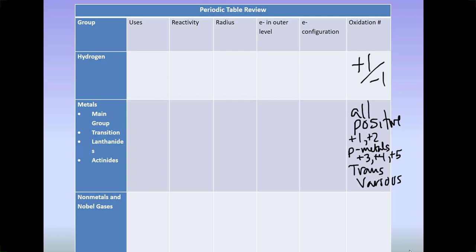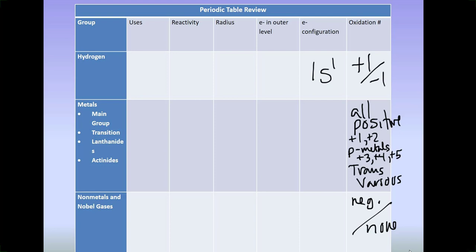Okay. Let's go ahead and just continue out this column with oxidation numbers. So your nonmetals, they have negative oxidation numbers. And your noble gases, they do not have oxidation numbers. Let's look at the electron configuration. So we know that hydrogen, whether it's going to gain or lose electrons, is going to look like that as far as its atom goes.